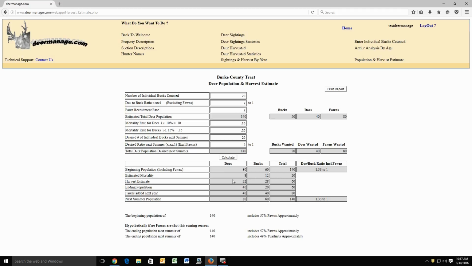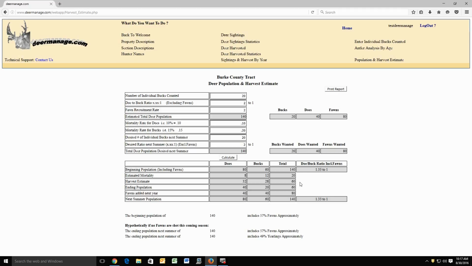But look at the harvest estimate. The harvest estimate is saying we should harvest approximately 32 does, 28 bucks for a total of 60 deer. So between our harvesting of 60 and our mortality of 20, that's 80 deer. Having to shoot 80 deer, we only have 60 deer, of which most of them are 1.5, and only a handful are going to be older than 1.5. So this would cause some serious issues from a management perspective. You obviously would have to be shooting a lot of young deer in this case because your older deer are not going to be there.